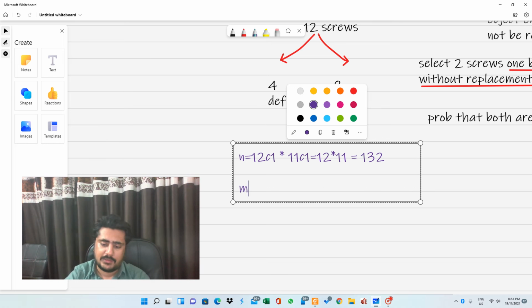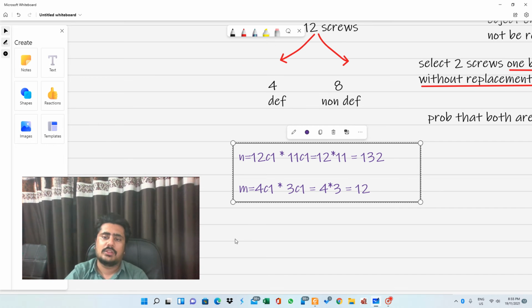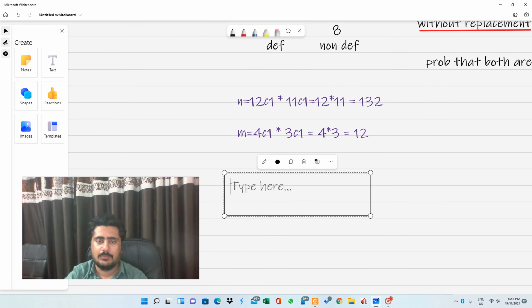They have asked me to find that both are defective. Total there are 4 defective. If the screws selected should be defective, they should come from these 4 defective things. Again the funda is the same, it is one by one. That means 4C1 into 3C1, since if you have selected one screw from the 4, only 3 are left. So my favourable possibility is 4 into 3, that is 12. This is my M and this is my N. Now things are very simple. P of A is M by N, which is 12 by 132, which is 1 by 11.